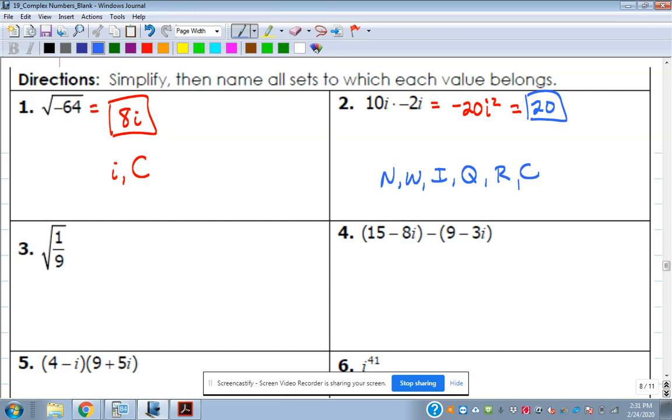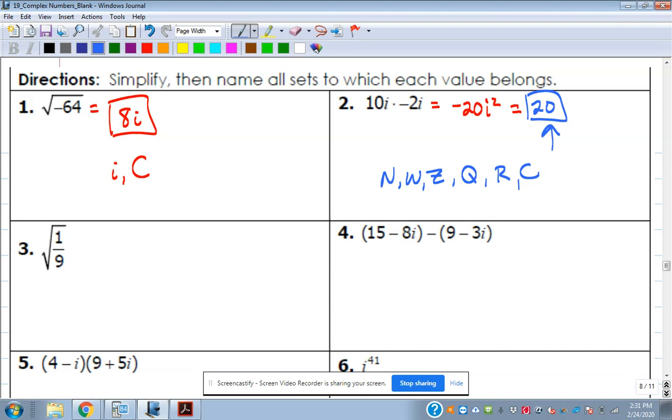Think of it, so it's not imaginary though. I shouldn't have put I for irrational there; it should be Z for integer. Sorry, my brain was thinking first letters. So 20 is natural, whole, integer, rational, real, and complex. It's a lot of things.